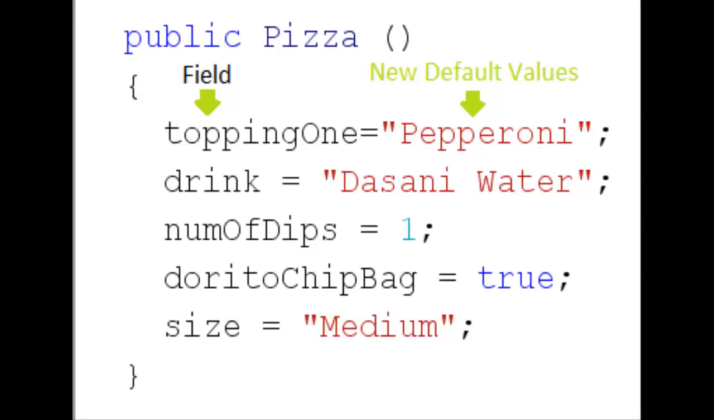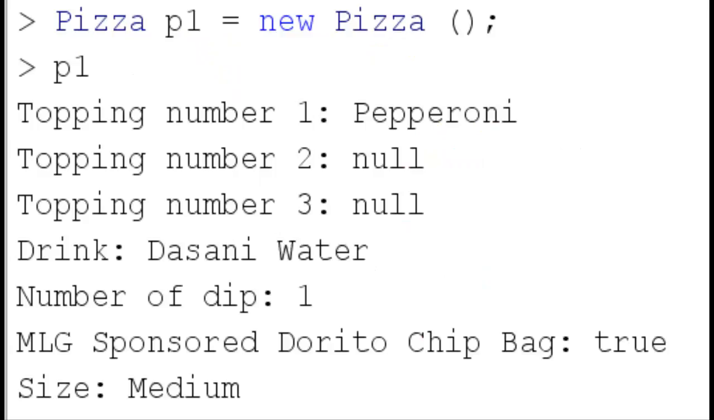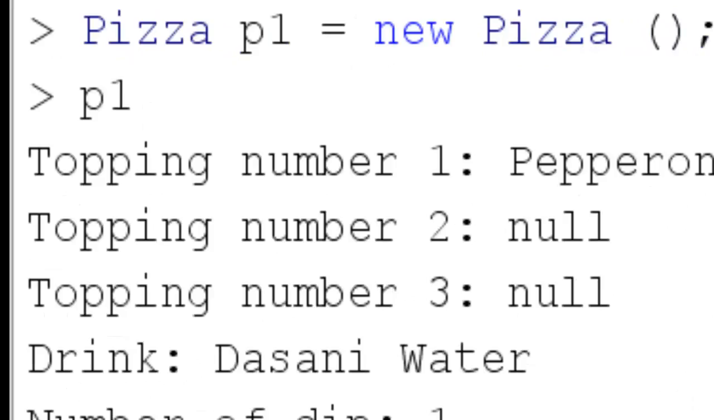Moving on, in the body of the constructor, the fields are getting the values we want to set as the default. For example, topping 1 starts off with the value null, but since we make it pepperoni, the new value is pepperoni. Let's output the value of a pizza object using the default constructor. The way we call it is a bit different from the other instance methods. So let's name our pizza object P1.